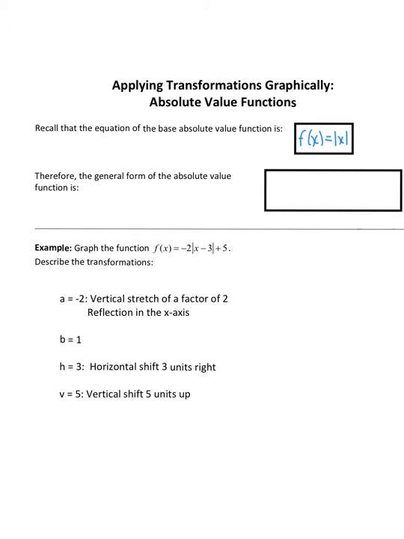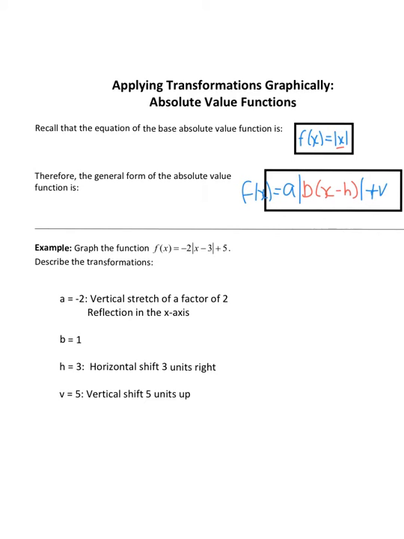In this video, we are going to look at transformations to absolute value functions. So recall that the base function for an absolute value function is f of x equals the absolute value of x. To get the general form, we are going to replace x with b x minus h. In the base function, the x is in the absolute value bars, so b x minus h will be in absolute value bars. We're going to multiply by a and add v. So that is the general form of the absolute value function.